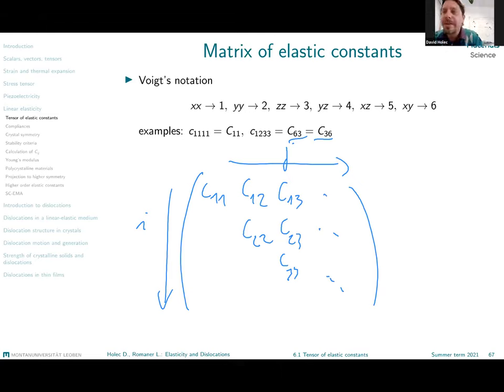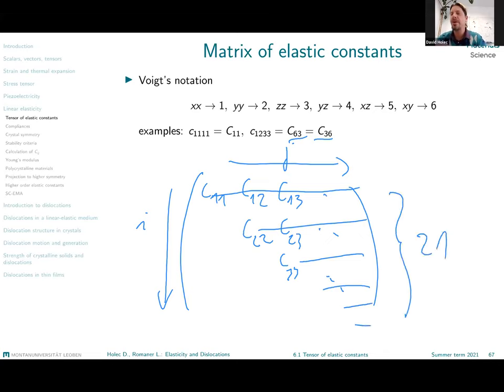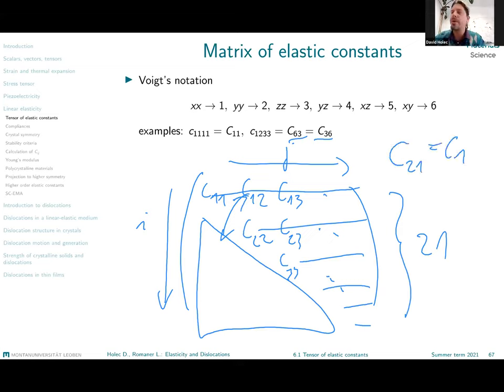It also becomes now obvious the number of 21 independent elastic constants. Why? Because it is 6 plus 5 plus 4 plus 3 plus 2 plus 1, which sums to 21. Why did we exclude those? Because we have the symmetry of the matrix of elastic constants. We know that C21 is equal to C12. So here we have C12 again, right? So in this notation, the elastic constants become represented by a 6x6 matrix, on top of that a symmetrical matrix, symmetrical with respect to the main diagonal.